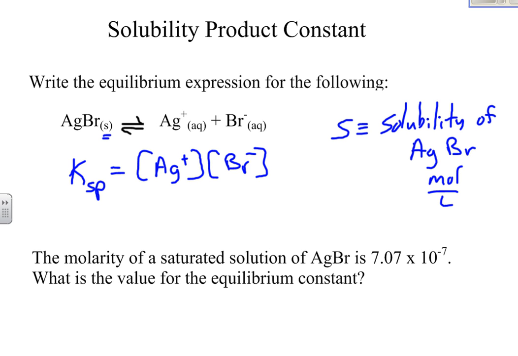Well, what that means then is that our equilibrium expression over here can be rewritten as, because for every 1 mole of silver bromide that dissolves, we have 1 mole of silver ion and 1 mole of bromide ion. So that solubility is also going to be equal to the concentration of the silver and the concentration of the bromide. So our KSP ends up being equal to the solubility of the silver bromide squared. So we'll make use of that in the next problem here.